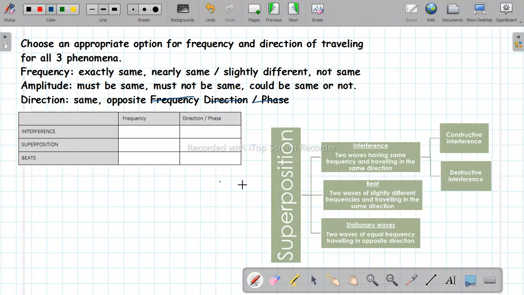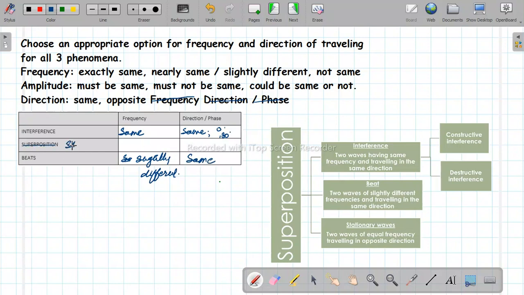Now let's just answer these questions. Interference के लिए frequency should be same, direction क्या होनी चाहिए? Medium में, same direction में travel करने चाहिए. Phase difference 0 होगा तो constructive हो जाएगा, 180 होगा अगर तो destructive interference हो जाएगा. Beats के केस में same नहीं होती frequency, frequency should be slightly different and direction of traveling is same.